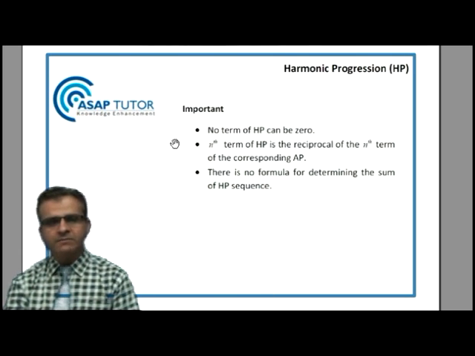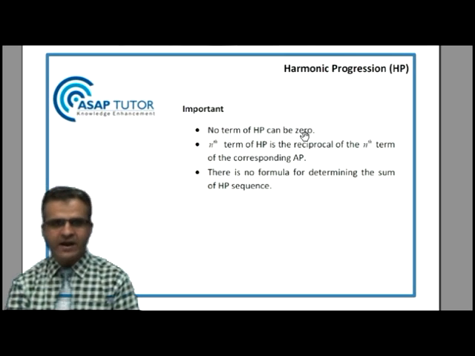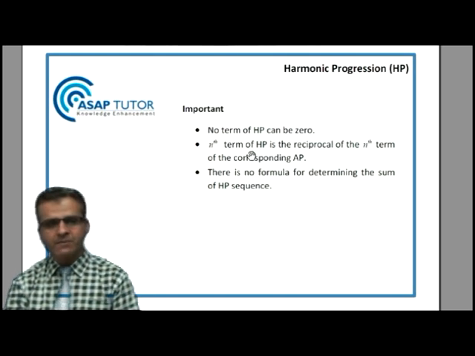Now some important points related to HP. No term of an HP can be 0, because if a term in an HP is 0 then the reciprocal will be undefined, and we cannot have an undefined term in an arithmetic progression. The second one is that the nth term of the HP is the reciprocal of the nth term of the corresponding AP, and there is no fixed formula for finding the sum of an HP sequence.